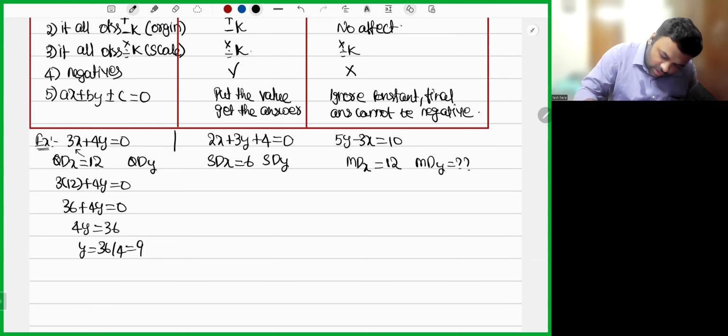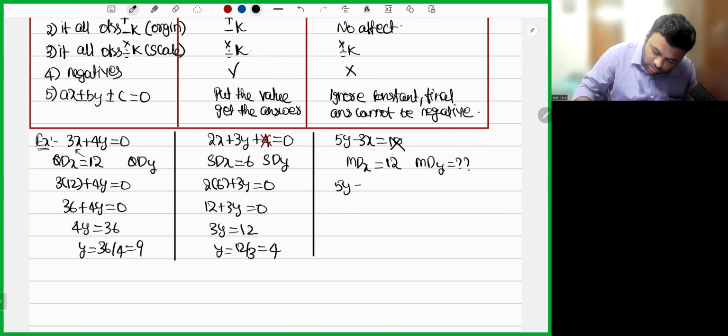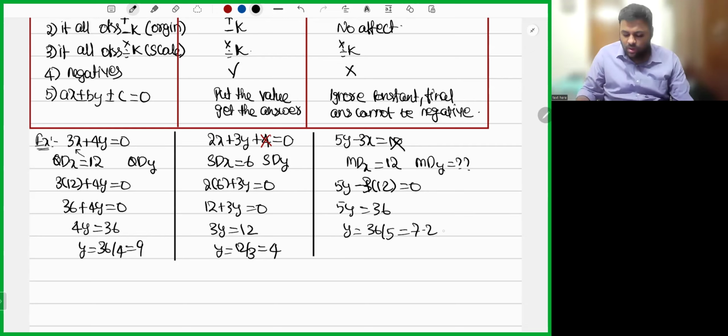Next. Will I consider the constant? No, I won't consider the constant. 2 into 6 plus 3y equals to 0. 12 plus 3y equals to 0. 3y is equal to minus 12. So y is equal to 12 by 3, which is 4. Next. 5y, will you consider 10? No. 5y minus 3 into 12 equals to 0. 5y is equal to 36. y is equal to 36 by 5. This simply equals 7.2. Okay. So I hope you got these 3 things.